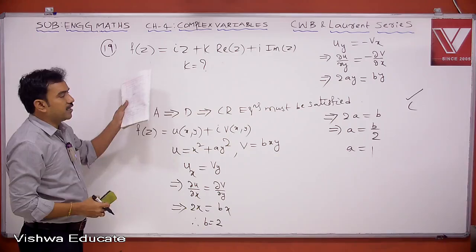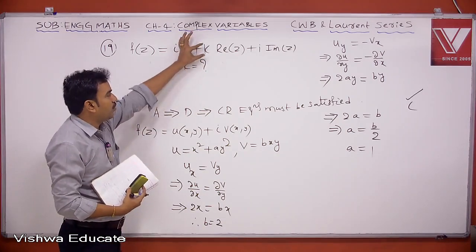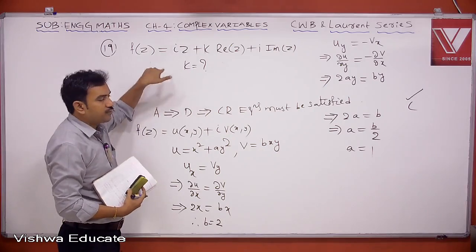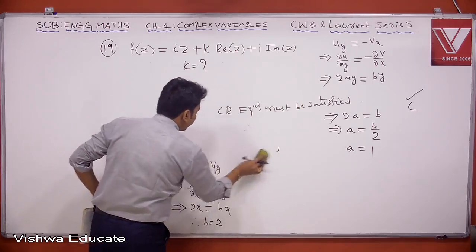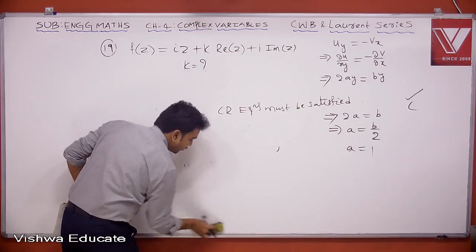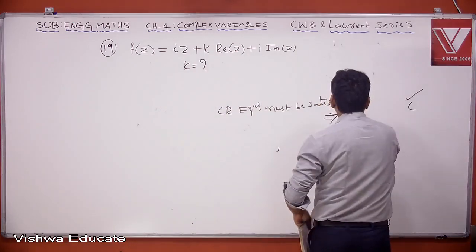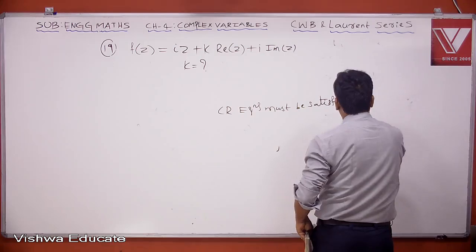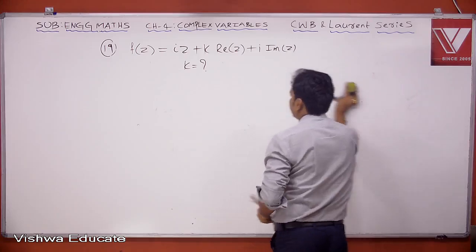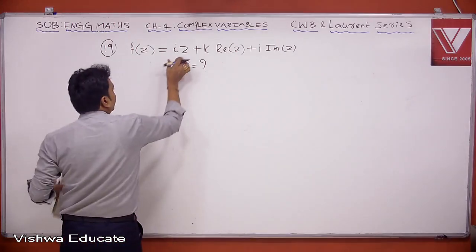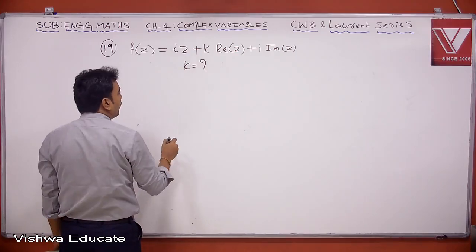So directly f of z is given, and inside f of z, k is given. k is some constant. We need to find k for which this function satisfies CR equations. Whenever it satisfies CR equations, you can use either equation 1 or equation 2. Now let us simplify this function at first, because this is not in the form u of x comma y plus i into v of x comma y.